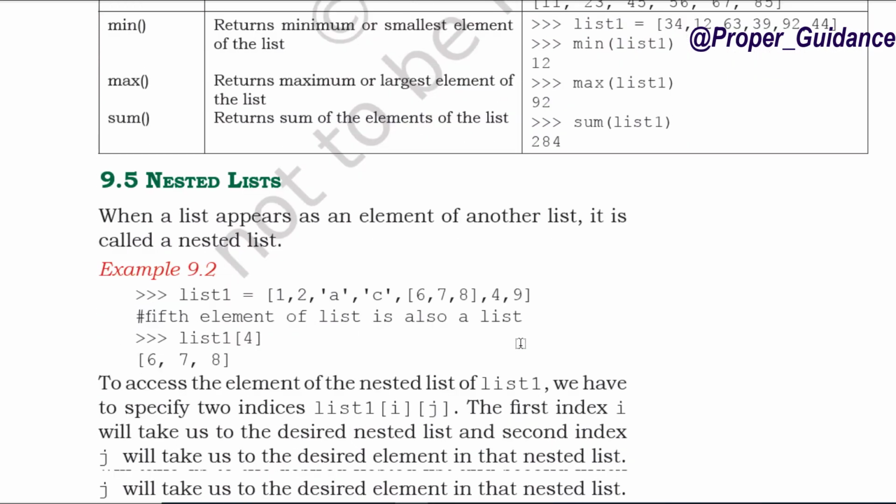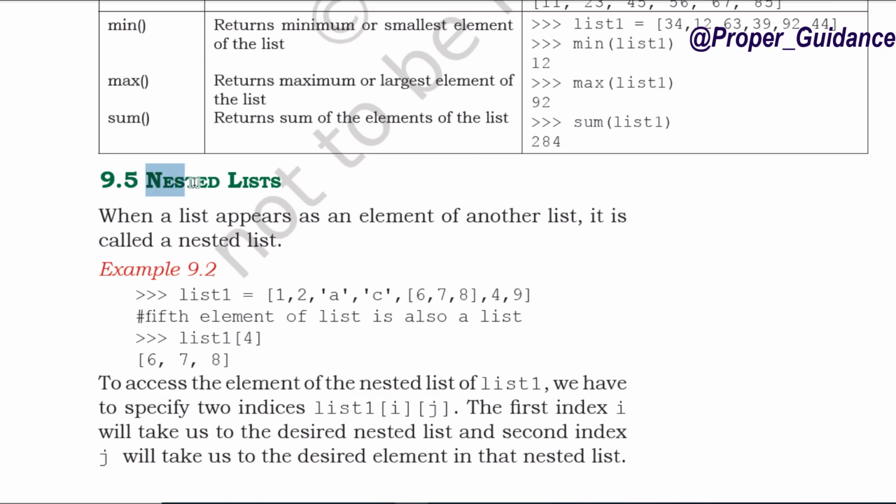Then nested list. Okay, this thing we have done previously in a very short way, that when a list appears as an element of another list, this is called a nested list. In very simple words, a list within a list is known as a nested list. Clear? A list within a list.